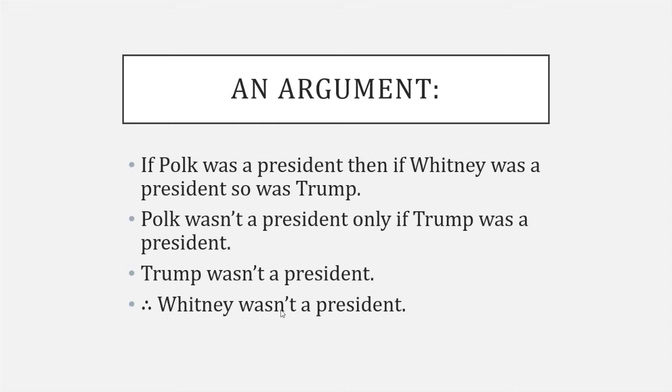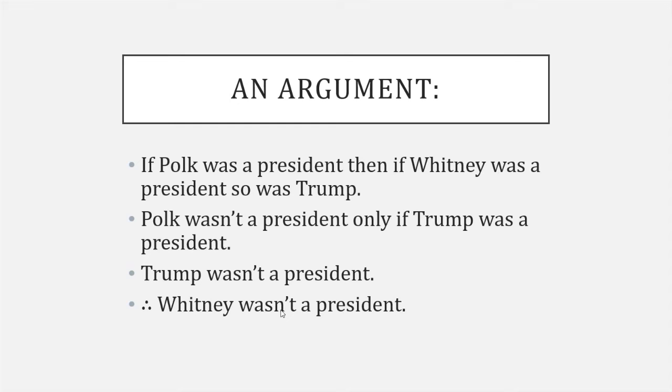Premise 1. Polk wasn't a president only if Trump was the president. Premise 3. Trump wasn't a president, obviously. Therefore, Whitney wasn't a president. Looking at that, it may or may not be obvious whether those premises guarantee the truth of the conclusion. The first 3 lines are things you've been given, assumed to be true. Your task is to work out whether the conclusion is guaranteed by those premises.